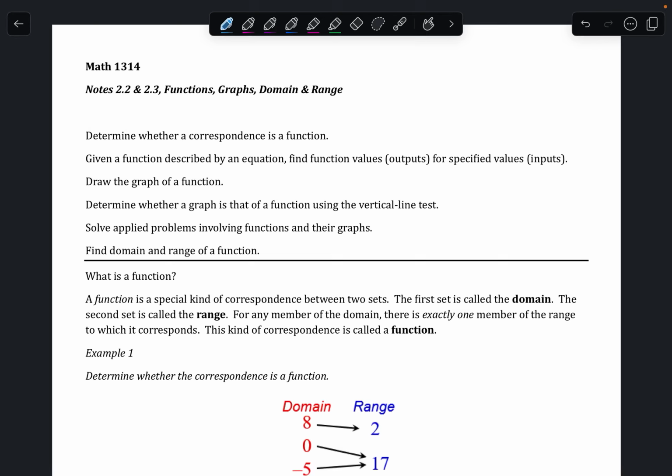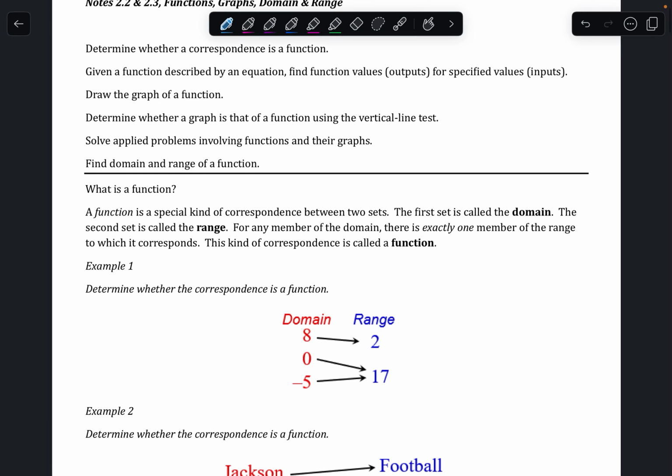2.2, 2.3, covering functions, graphs, and domain and range. So first thing we're looking at is what is a function. A function is just a special relationship between two sets.